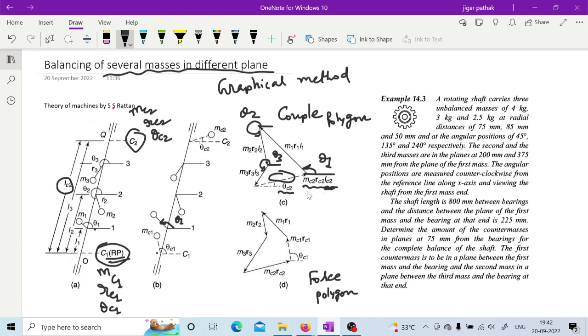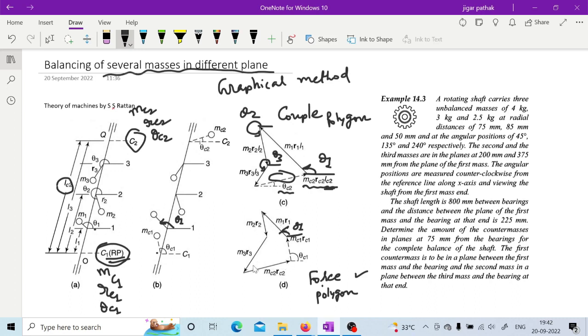Now once you have MC2, RC2 with you, what you can do is draw the force polygon, right, because you don't know the mass required in plane C1, right? So for that you have to again start with M1 R1 at an angle theta 1, as you have seen in the couple polygon. The same procedure you will follow, but here you will consider the magnitude of force, right? That is why it is known as the force polygon.